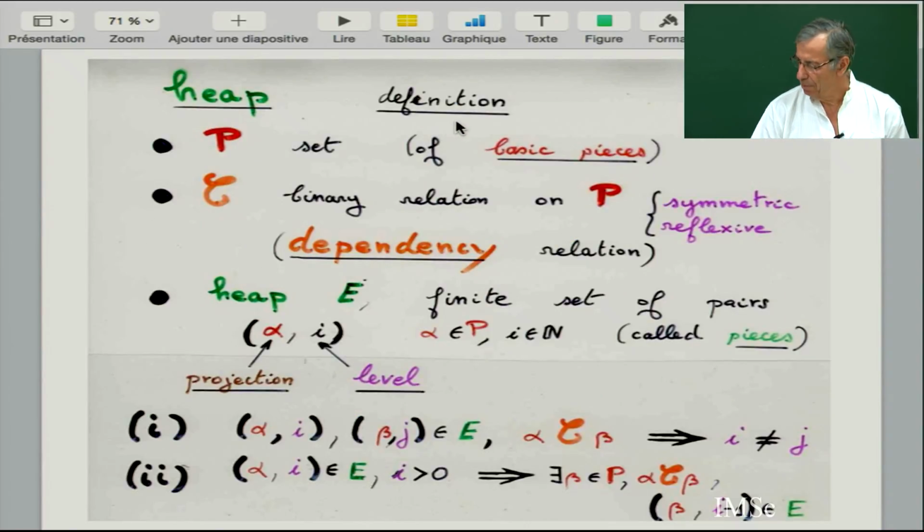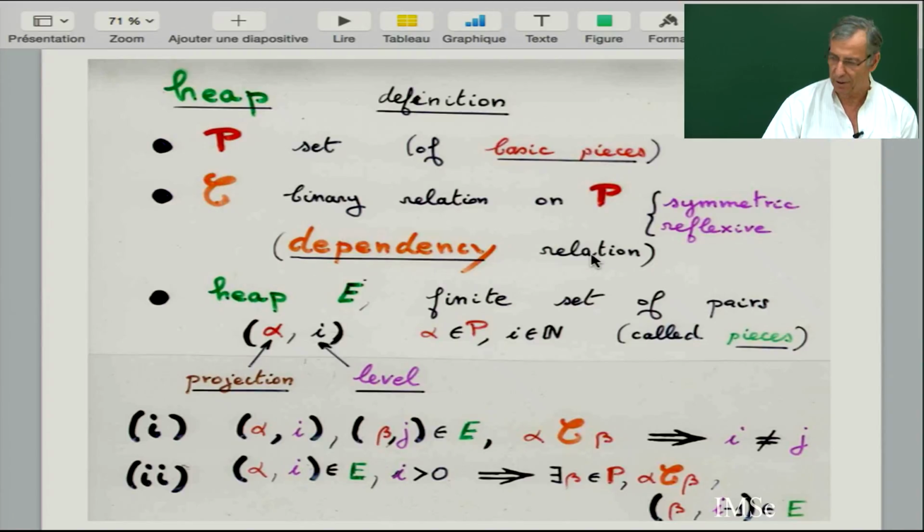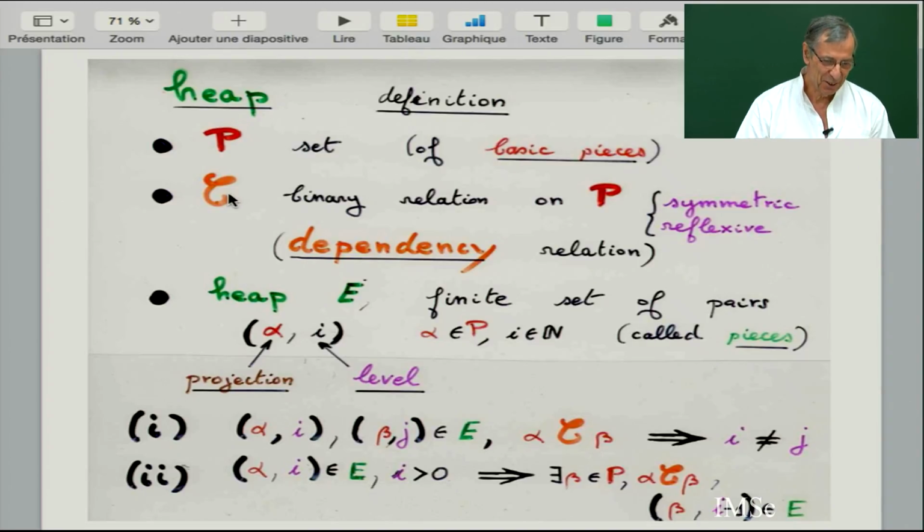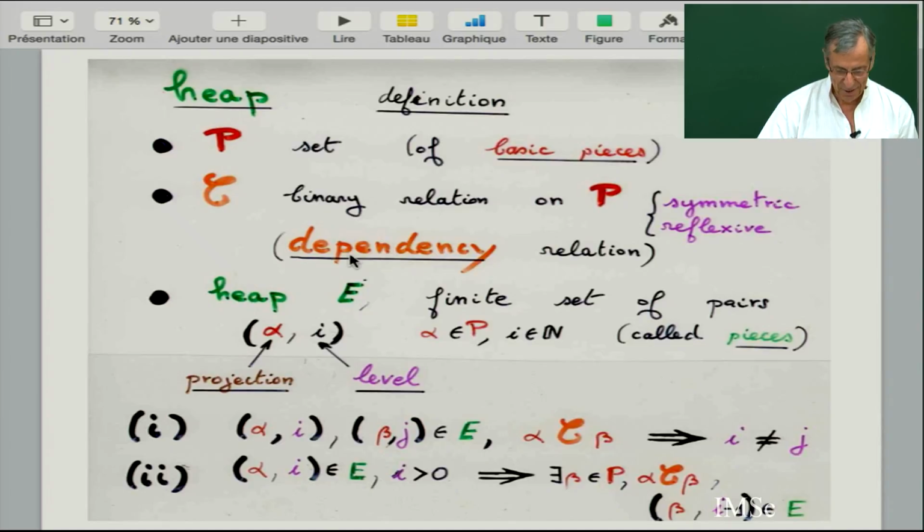So here is the basic definition of a heap. You have a set P of basic pieces. You have a binary relation C bold, which is called the dependency relation. It's again a C because in French it's relation de concurrence, which does not have the same meaning as concurrence in English, but it can be a competition relation. C for competition.